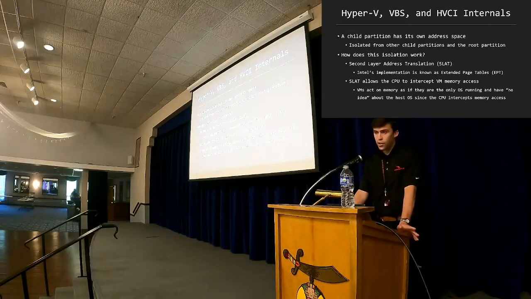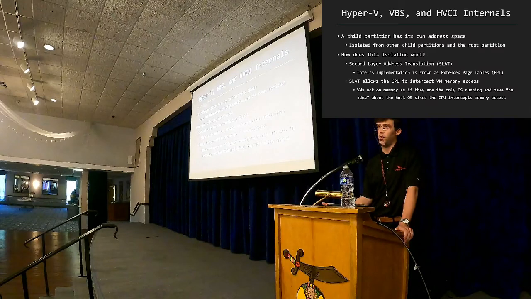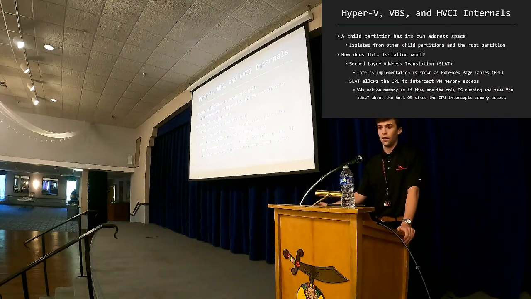A child partition, as I mentioned, is allocated from the root partition, right? So that means it has its own address space. And it has its own address space because we want to isolate it from other child partitions and the root partition, right? If you've ever run malware before, you want to run it in a VM, generally speaking, barring any vulnerabilities in the hypervisor, because it's isolated, right?